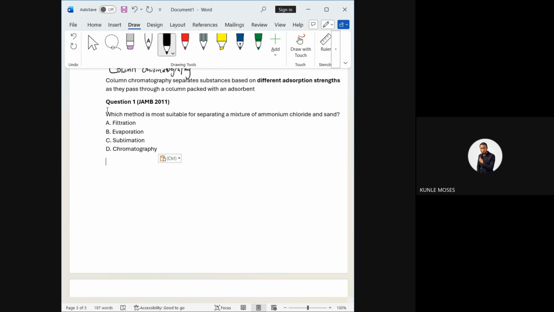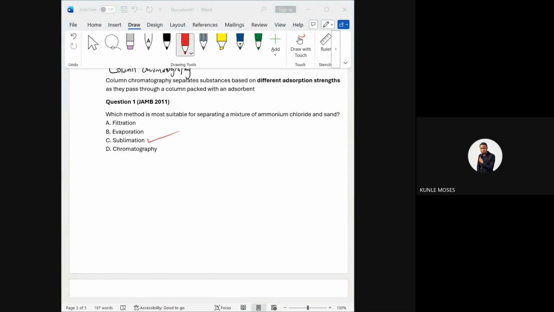Which method is most suitable for separating mixtures of ammonium chloride and sand? Sublimation. Very good. Can you explain? Because ammonium chloride is a sublimable substance, it can evaporate. Very good. Why can sand not? Sand will remain. Ammonium chloride will disappear on heating. Do you get it? Yes, sir. So let's move to the other question.